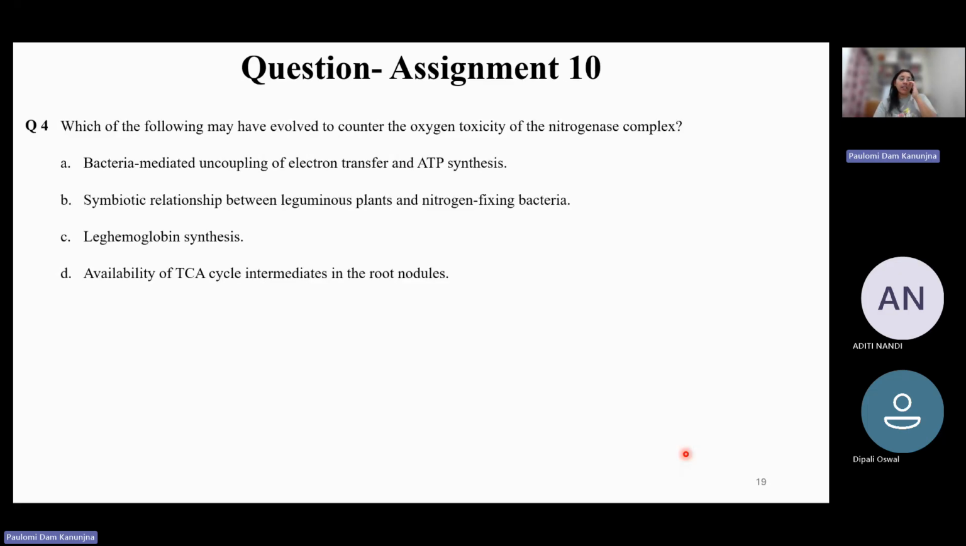All right, coming to this. This is about the nitrogenase complex. Remember the leghemoglobin, and we discussed how nitrogen fixation takes place, what bacteria take part in this, and why you have leghemoglobin. We discussed all of this, right? So this is for those questions.